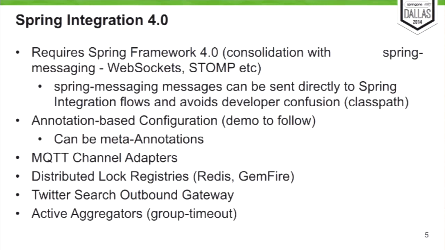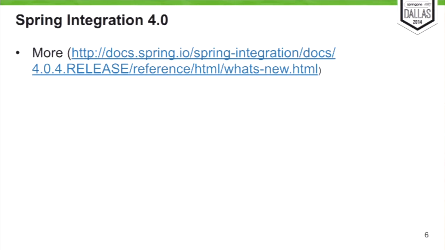We added a Twitter search outbound gateway. And finally, the aggregator is now active. It used to be that if you wanted to time out a group, you had to configure a message group store reaper, so that, you know, we're waiting for 10 messages, but only 8 showed up. We want to expire that group. You can still use a message group store reaper, or we now have this group timeout or group timeout expression on the aggregator, so it itself will expire the group when the time is exceeded. And again, a link to the what's new in the documentation.